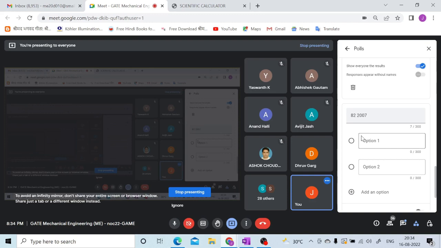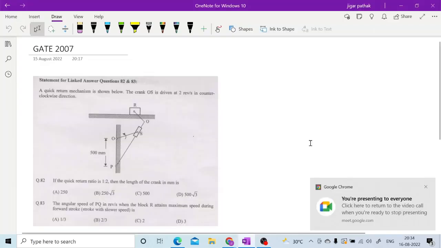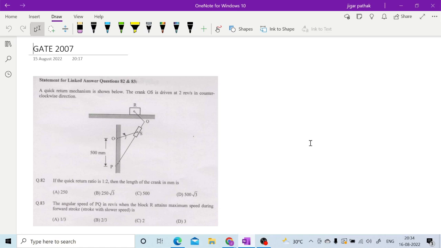Can you see the poll? Please try this. Question number 82. Please try this. Alpha by beta is 1 by 2. Length of the crank in mm. Please mute yourself. 500. Dhruv, please mute.